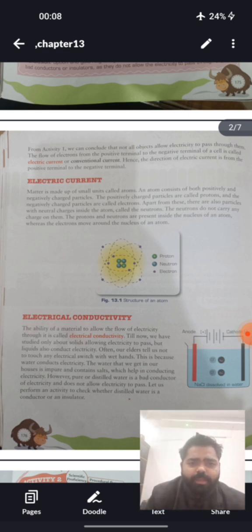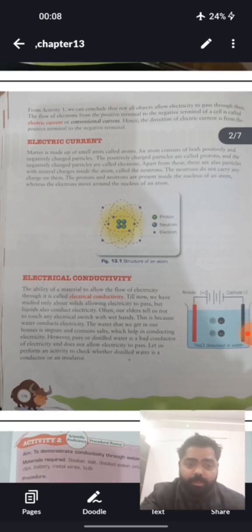Now, we have taken the direction as going from the positive to the negative terminal, but through the external circuit. As I said, electric current is nothing but the movement of charges, and as we have studied, it is the negative charges that basically leave their position or travel from one point to another, right?